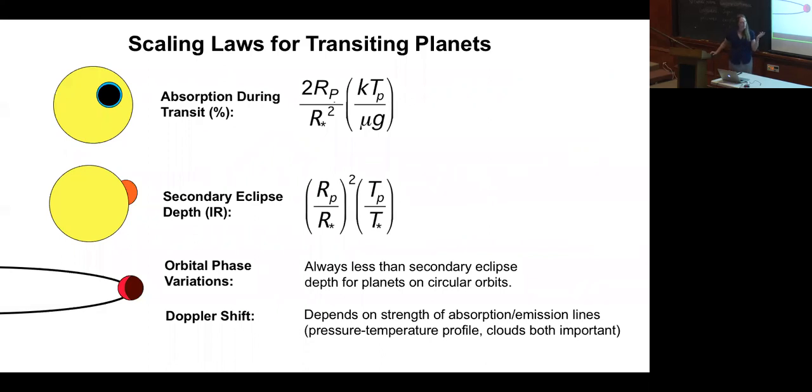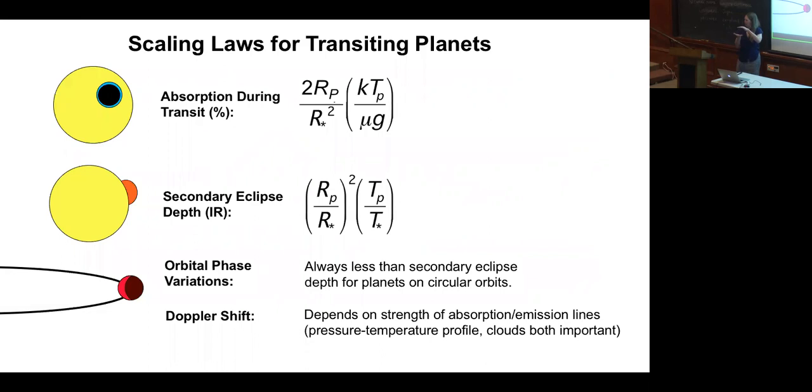And for the Doppler technique, which is the one that I very briefly mentioned, the thing that you care most about is the contrast ratio between the planet and the star, which you could estimate using the same equation as for the secondary eclipse. But because you're looking for lines in the planet's spectrum, you also really care a lot about how deep or shallow those lines are.